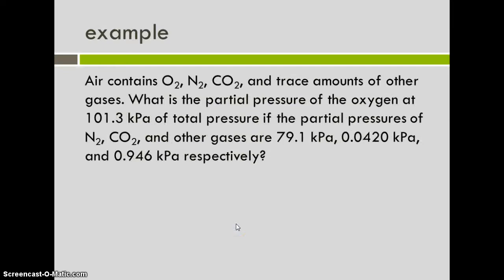So if we have a container of air containing oxygen gas, nitrogen gas, carbon dioxide gas, and trace amounts of other gases, what is the partial pressure of the oxygen at 101.3 kilopascals of total pressure if the partial pressures of nitrogen, carbon dioxide, and other gases are 79.1 kPa, 0.0420 kPa, and 0.946 kPa?